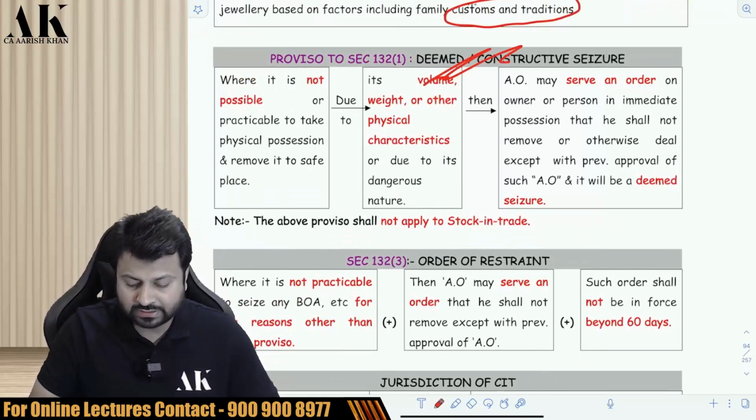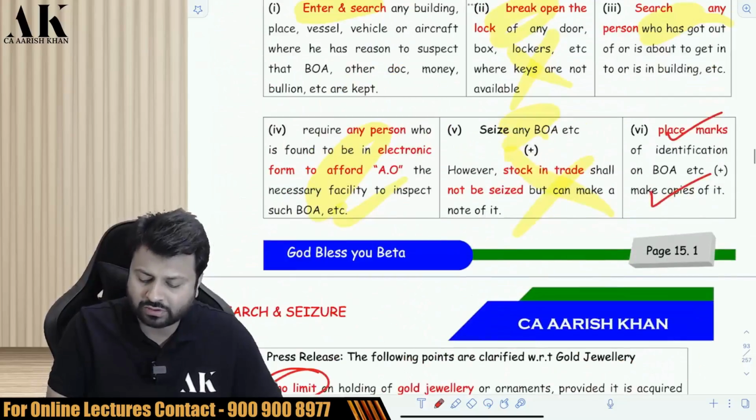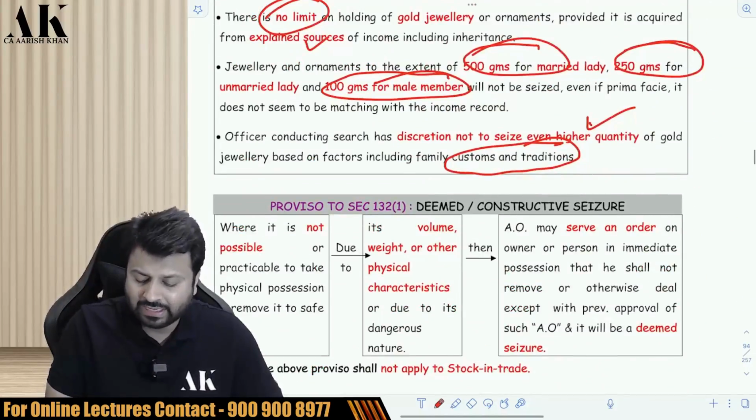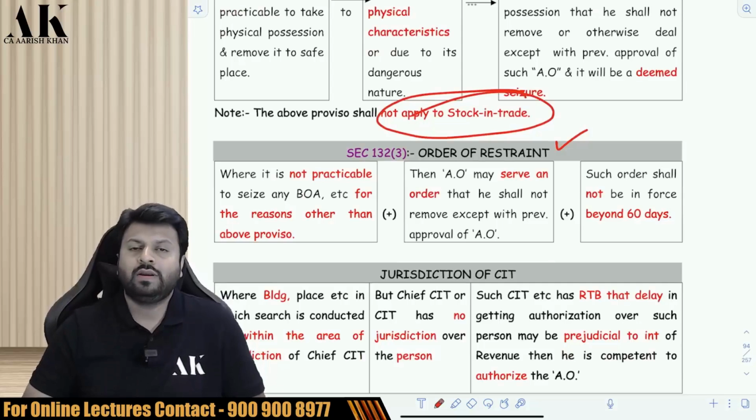Again, the concept of deemed seizure will not apply on what? Stock in trade, because for stock in trade, even normal seizure was not applicable. So the question of deemed seizure does not apply over here also. Okay. Now next one is order of restraint. Now what do I mean by order of restraint?